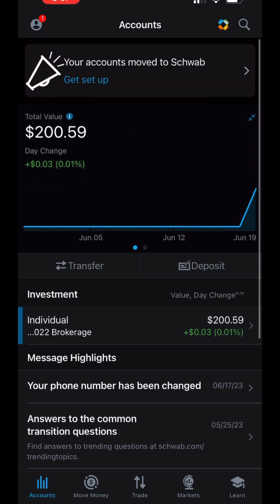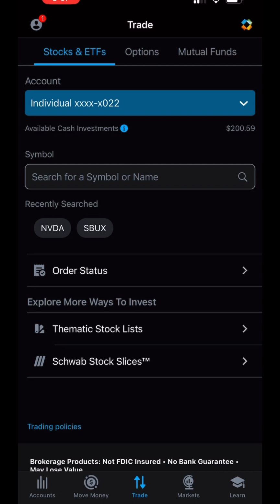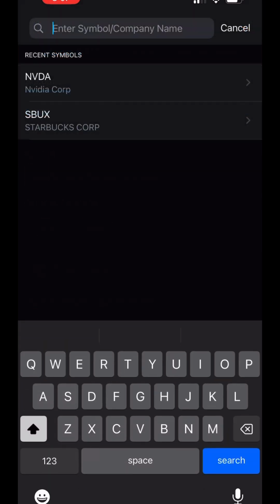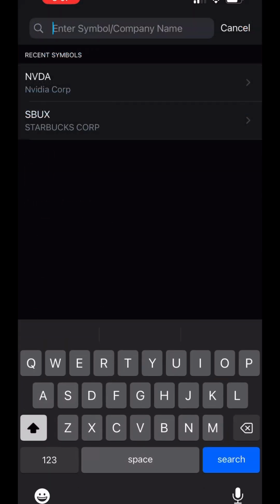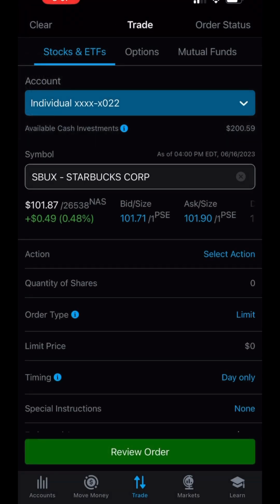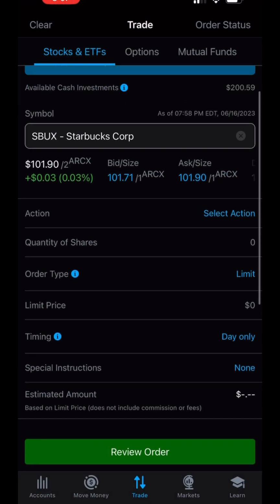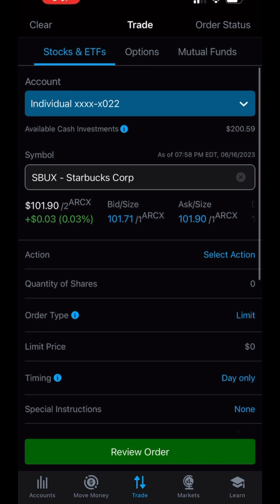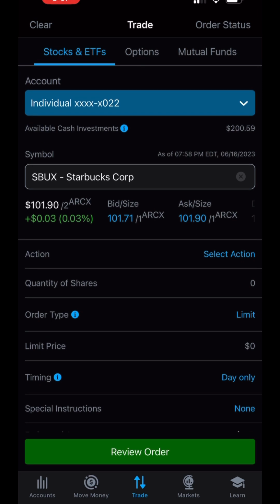So again, we hit the trade. It's a little bit different than the Robinhood. So let's do Starbucks in this case. It gives you the Starbucks ticker on here. You'll be able to buy shares, stocks, and ETFs. I think they're commission free. I've had this account for multiple years on Schwab.